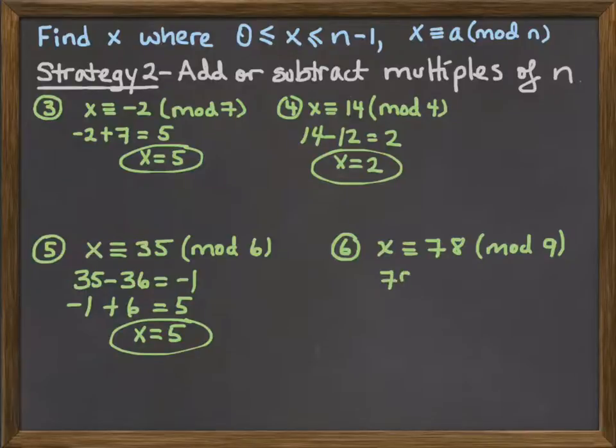That's right. Excellent. You want to subtract 72. When you subtract 72, you get 6, so x equals 6.